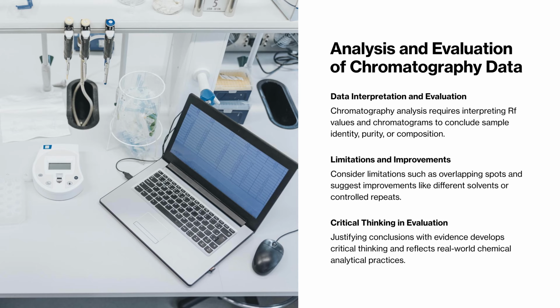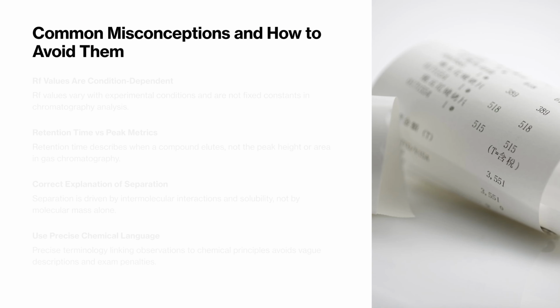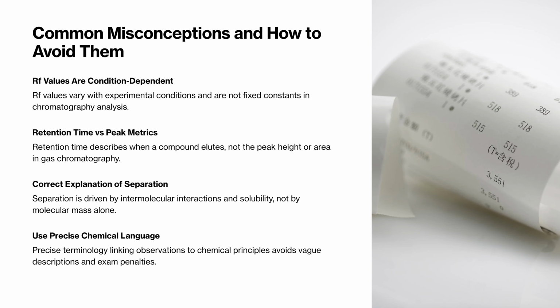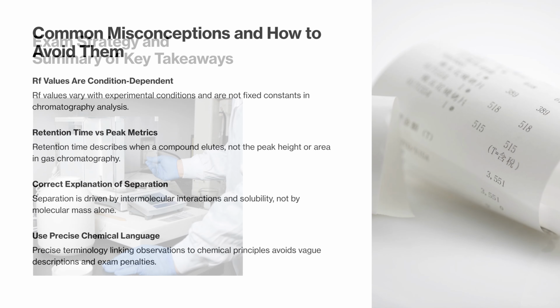For example, using a different solvent or repeating the experiment under controlled conditions may improve reliability. Students studying chromatography often encounter recurring misconceptions that can limit exam performance. One common error is assuming that RF values are fixed constants, rather than condition-dependent ratios. Another is confusing retention time with peak height or area in gas chromatography. Some students also incorrectly describe separation as being due to molecular mass rather than intermolecular interactions and solubility.